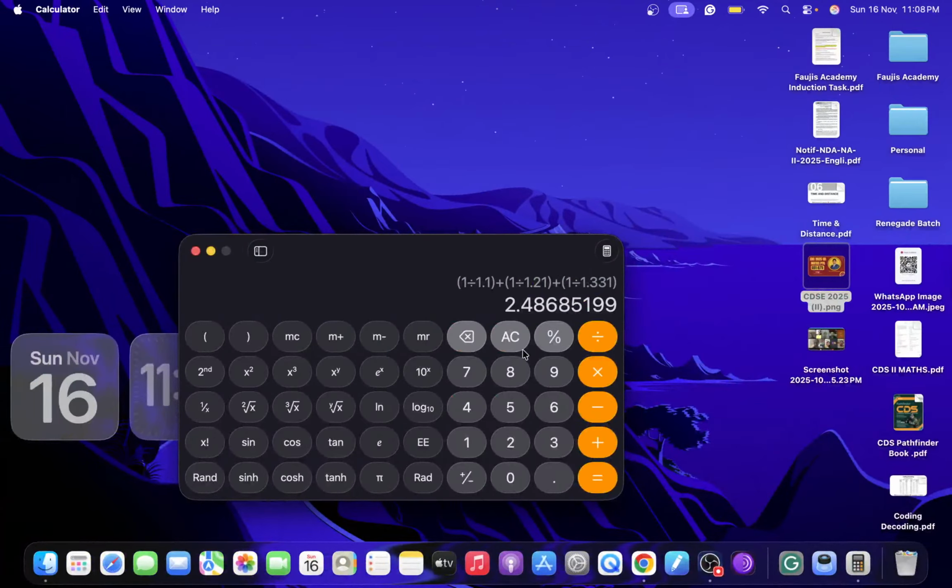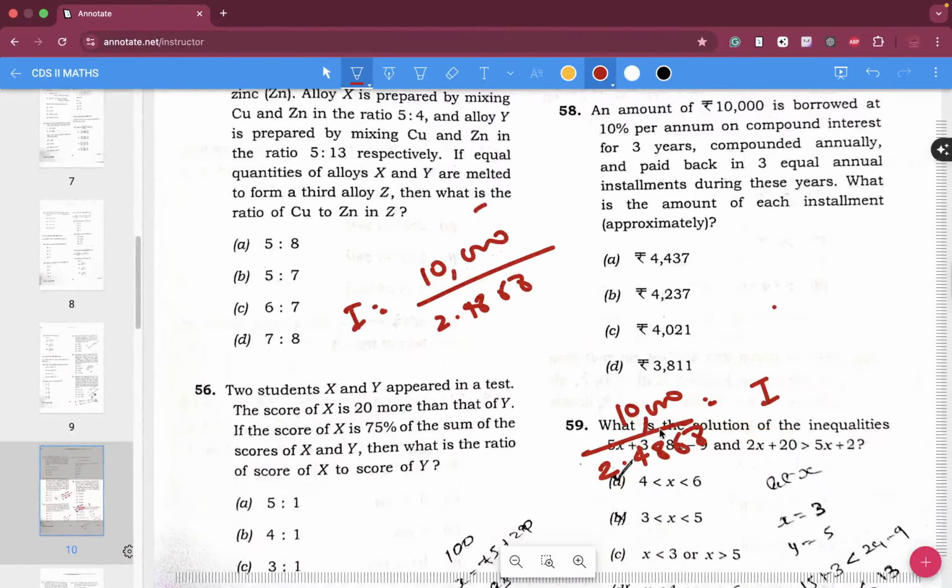Okay, something close to that. Now we'll put in 1, 2, 3, 4 divided by 2.4868. So this is what, 421. So the answer over here is 58. C is the answer, folks, right? So that you have to keep in mind.